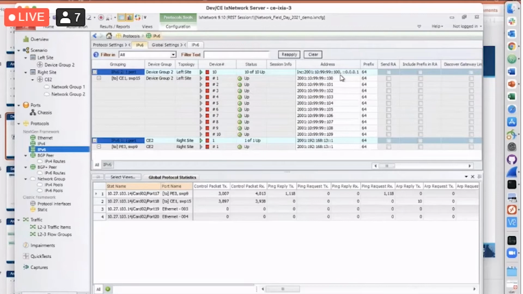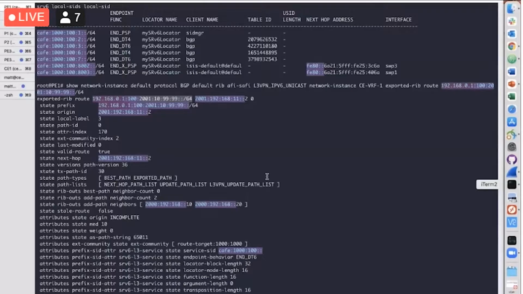2001:10:99:99: and then it has 100 through 109. So we can see that in our sort of summary advertisement from that CE. This is then exported into the default VRF as an L3VPN v6 route that will be advertised with a next hop and a service SID. Now you'll notice that the service SID is associated with the locator for PE1. So when PE1 advertises this route to the core and it's received by PE2 and PE3, we can look at that here.